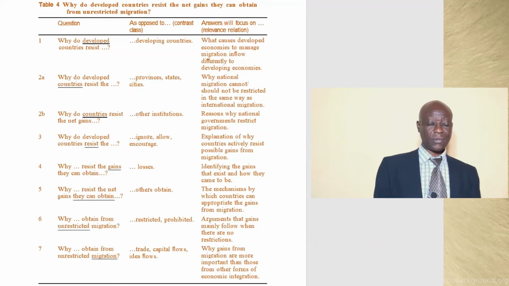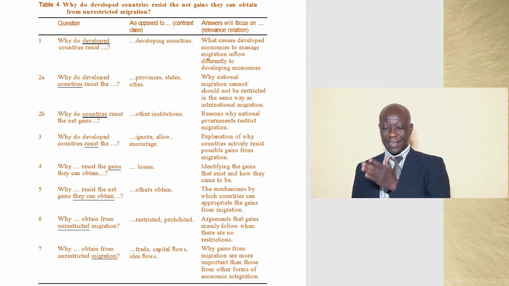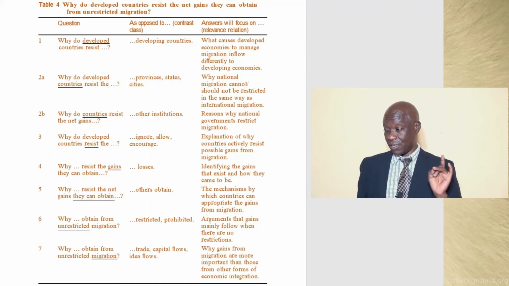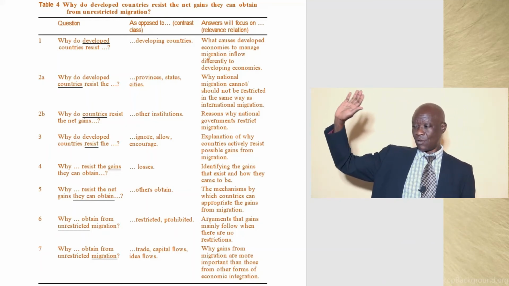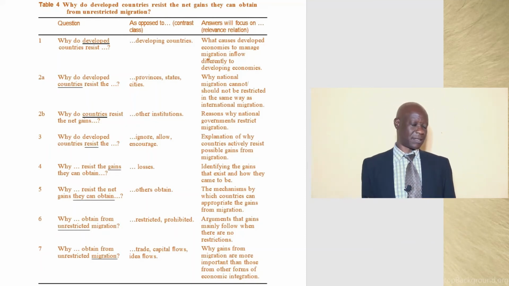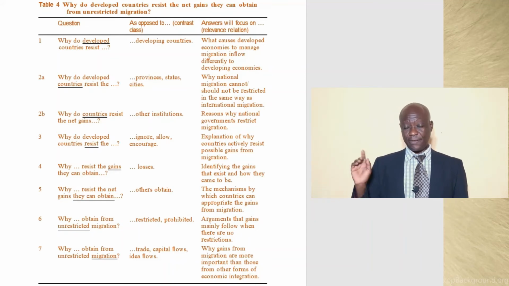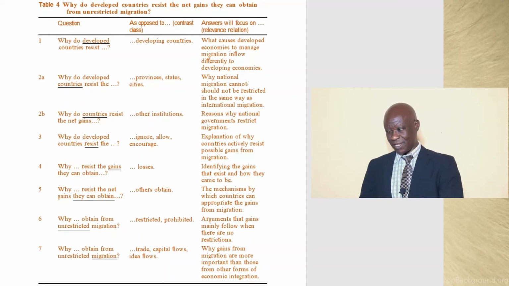So after you've come up with the questions, and you have different areas of emphasis depending on the nouns, just look at the table again. In question number one, we emphasize developed, in this table, table four. If you emphasize developed, the contrast class will be the developing. And the answers will be what causes.